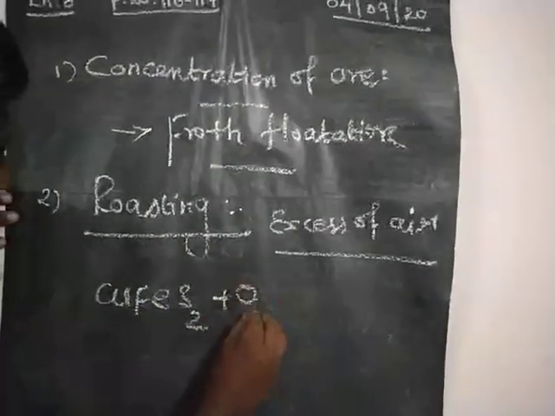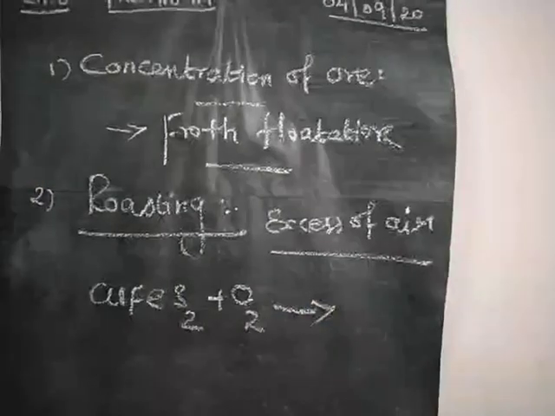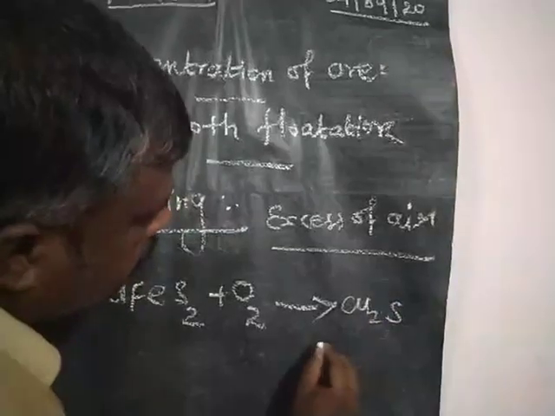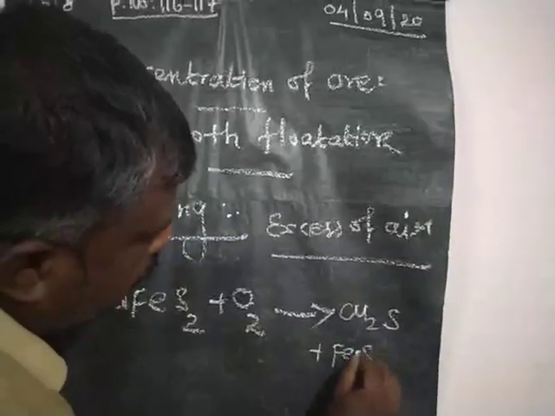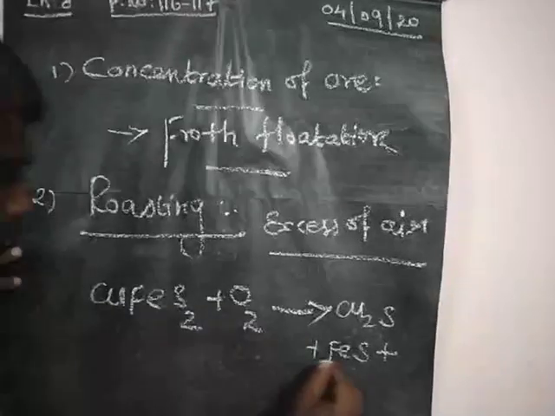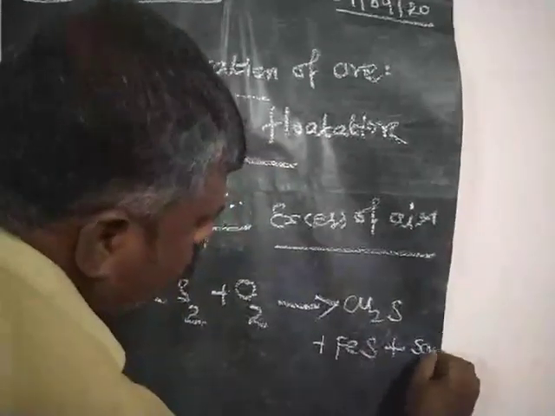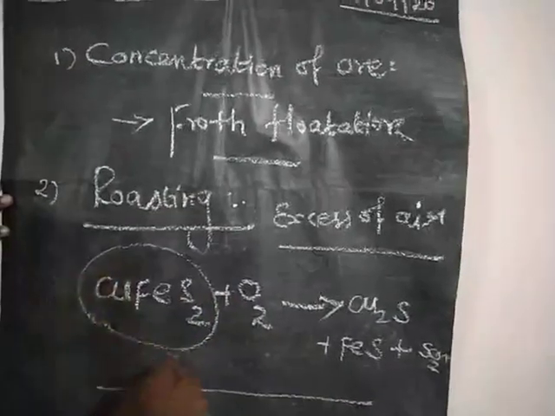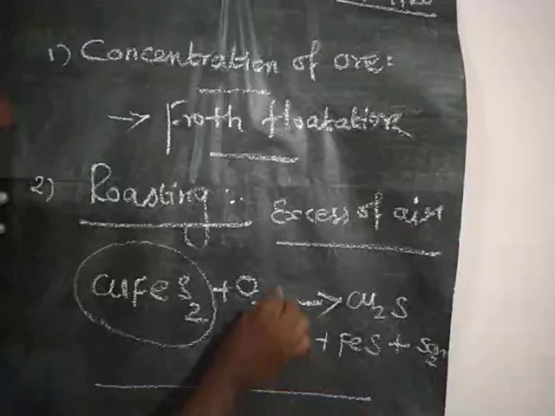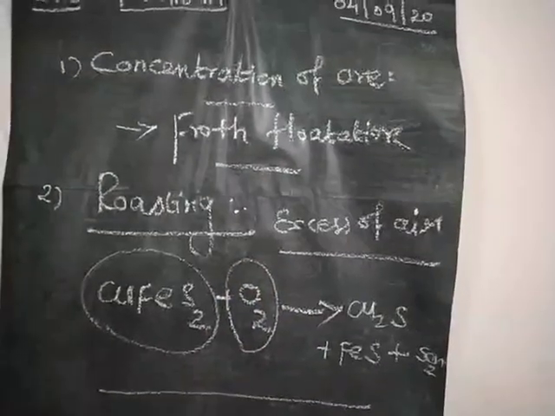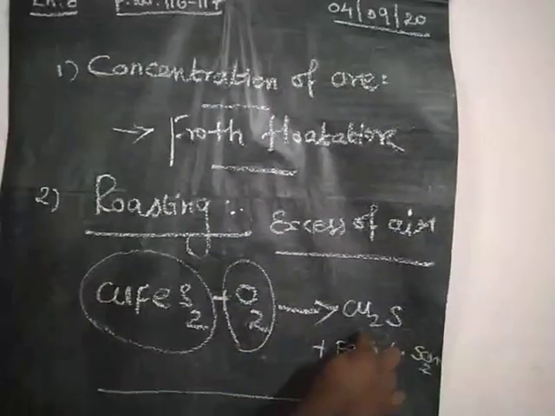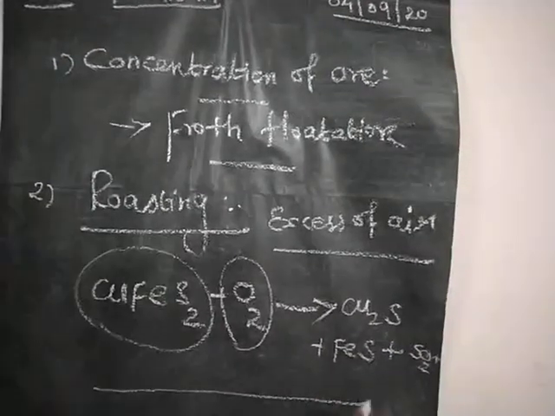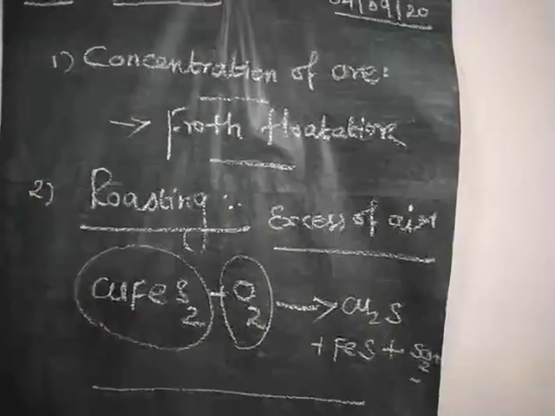During roasting, CuFeS2 is converted into Cu2S plus FeS plus SO2. So copper pyrites, in the presence of oxygen, is partially converted into sulfides of copper and iron, with liberation of sulfur dioxide gas.